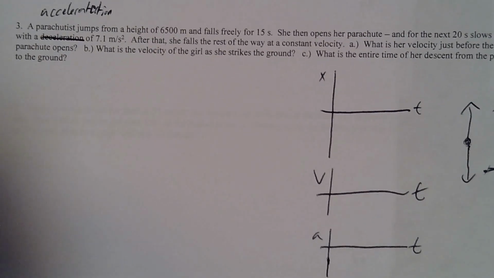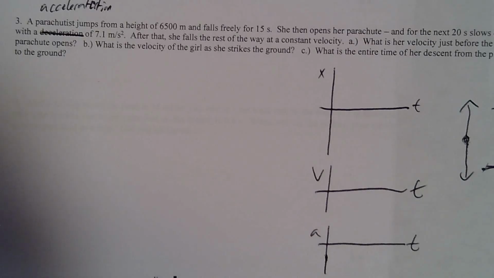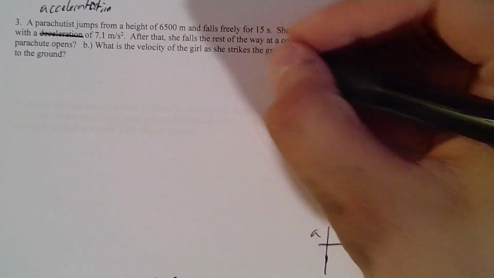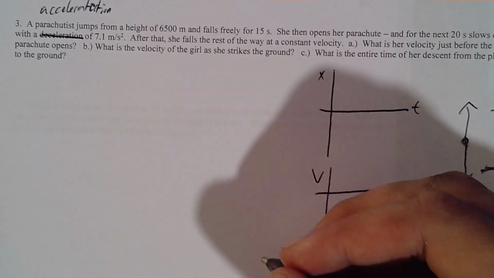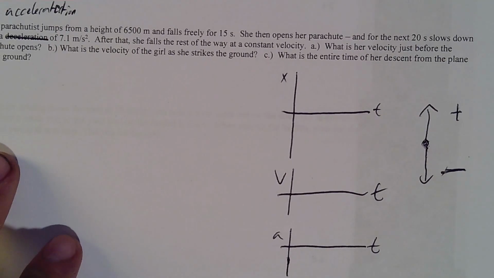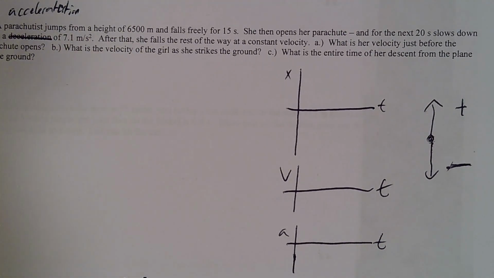Let's start out, as we always should, with our v-t graph, as those are generally the easiest to conceptualize, think about, and understand. Let's think about what's happening here. This parachutist is jumping off of a plane and falling as she goes downward. In other words, she's going in the negative direction. Her velocity should be in the negative direction.